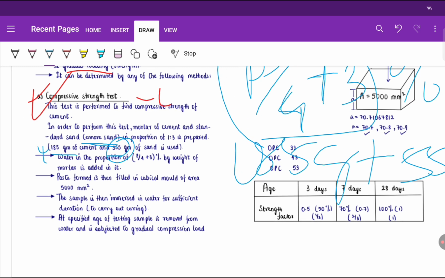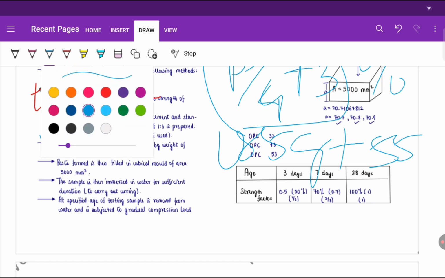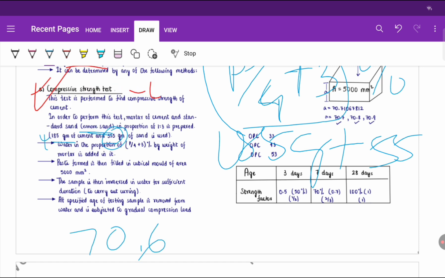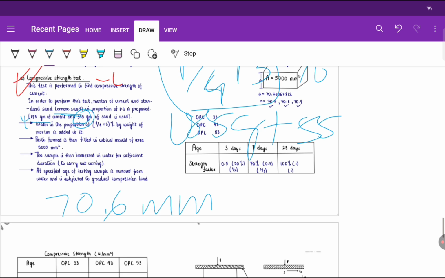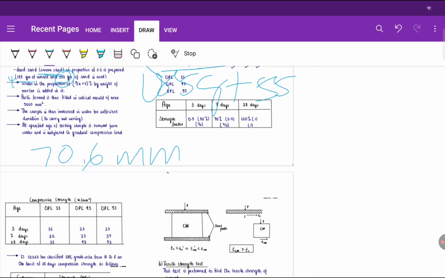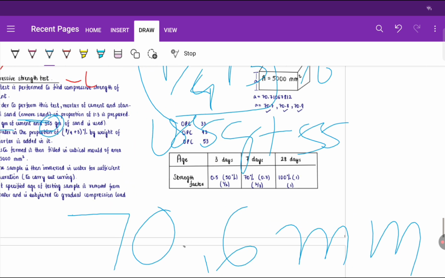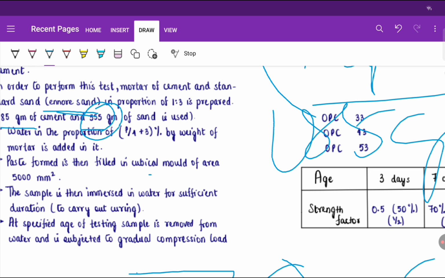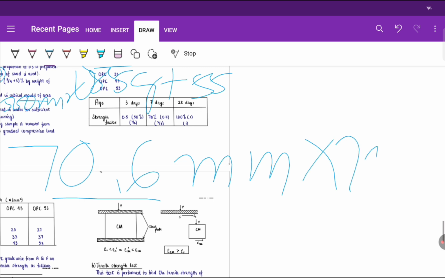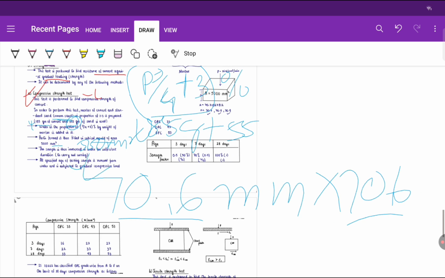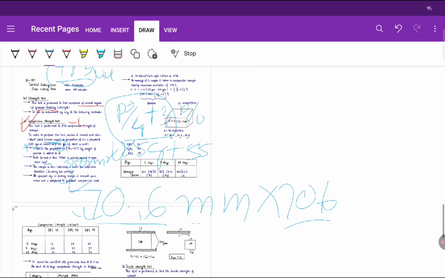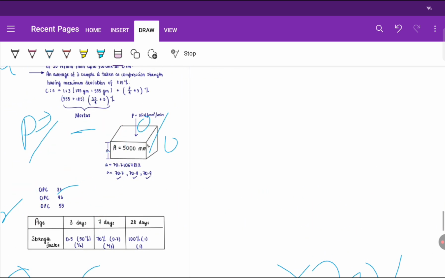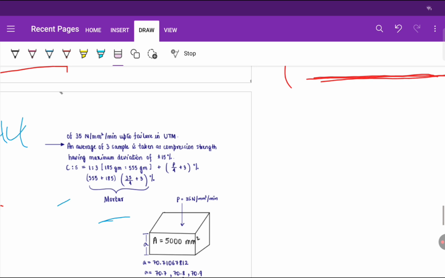Then we use a mold here. The mold size is 70.6 mm, right? And if I talk about surface area, it will be around 500 mm square. So this surface area is 500 mm square.